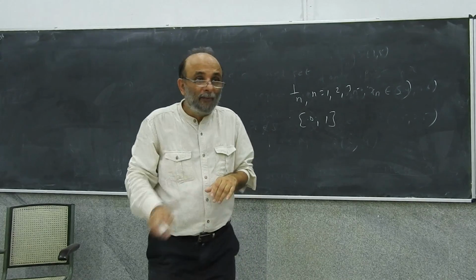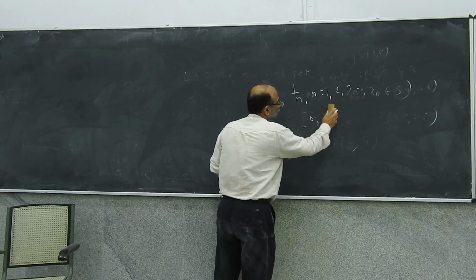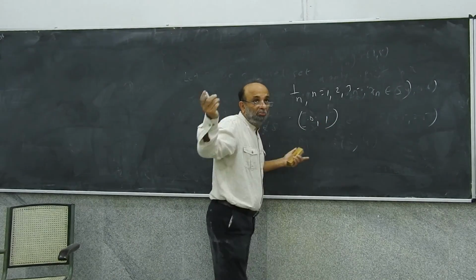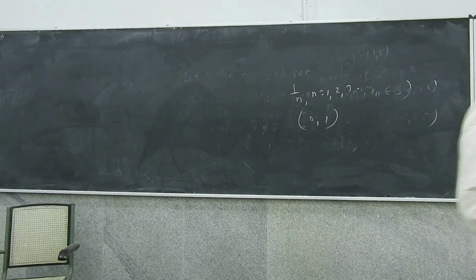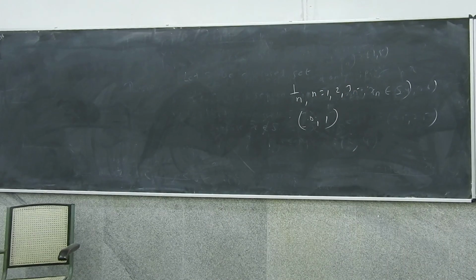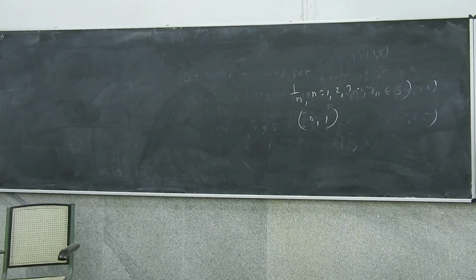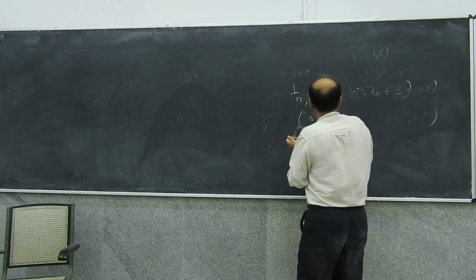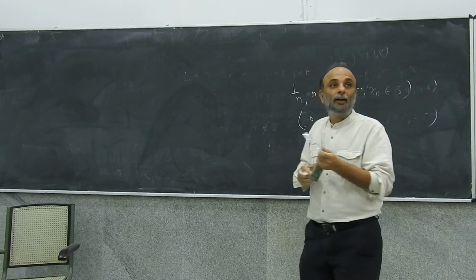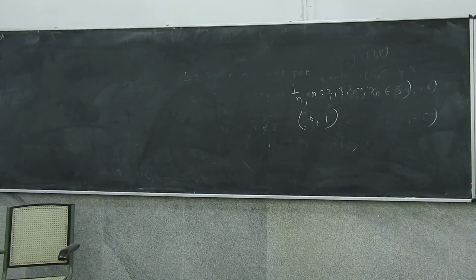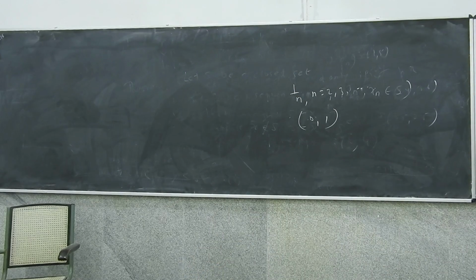Whereas if I do this, then the limit is 0, but the limit is not contained in this set. It is an open set. Each point of 1 upon n belongs to this set. I'll have to start with n equals 2. Each point of the sequence belongs to the set, but the limit of the sequence doesn't belong to the set. Okay.